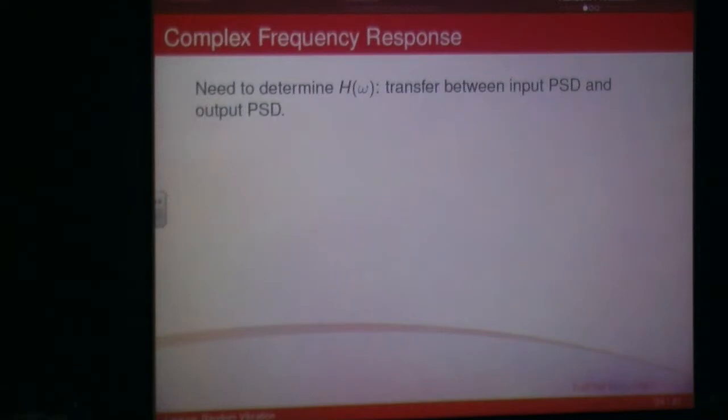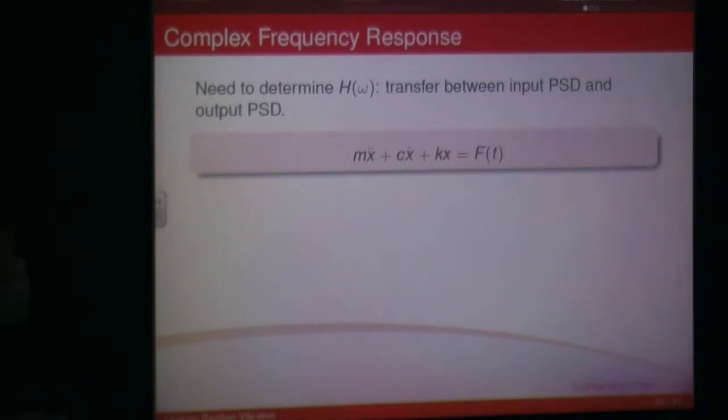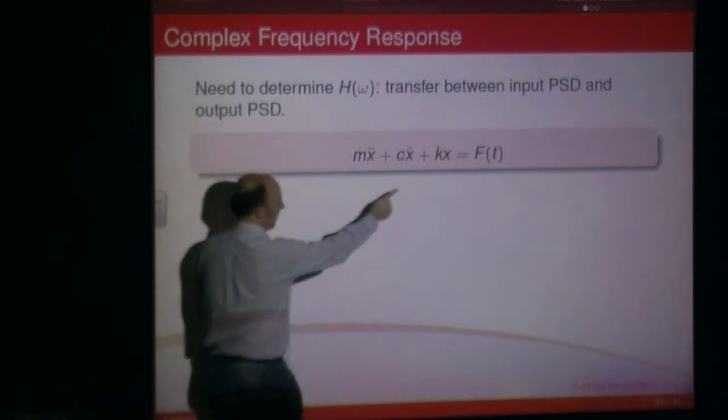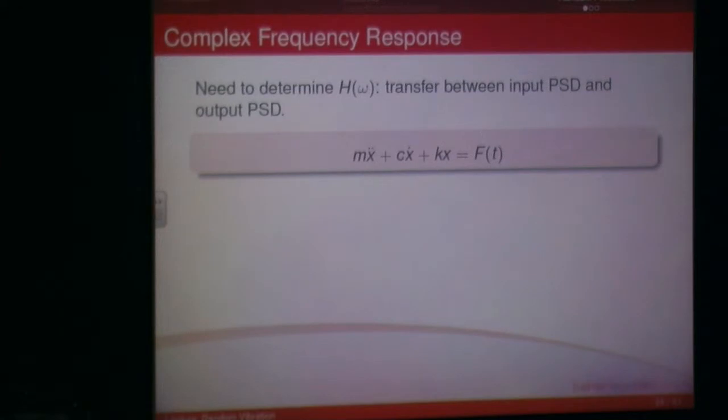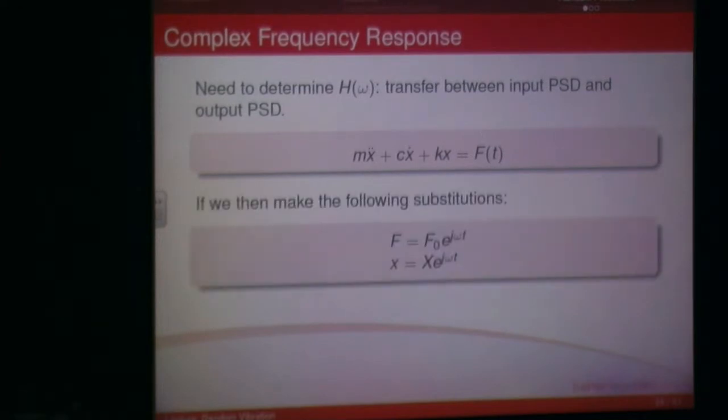There should be a word function in there between the input power spectral density and the output power spectral density. Now, how do we get this? Well, basically, let's assume we've got a mass spring damper system. My input is a force. My output is my displacement. Okay, which makes sense.